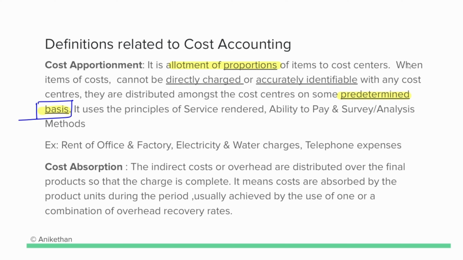For example, rent of office and factory. What will be the basis? Square feet occupied by that production line. Electricity and water charges: what is the basis? Kilowatt hour used by those production centers. Telephone expenses: what can be the basis? Number of telephone connections or extensions in that cost center. So this is the cost apportionment.